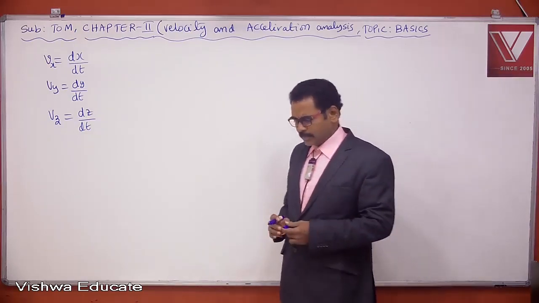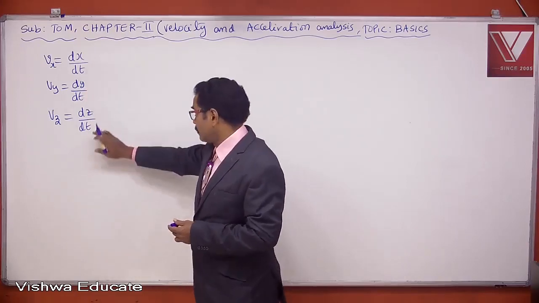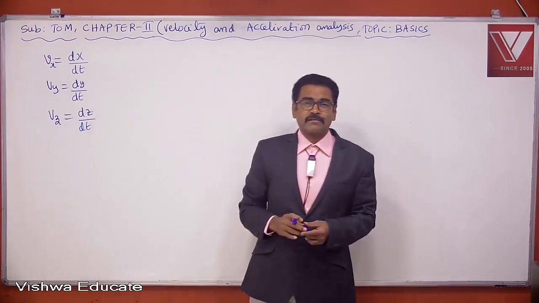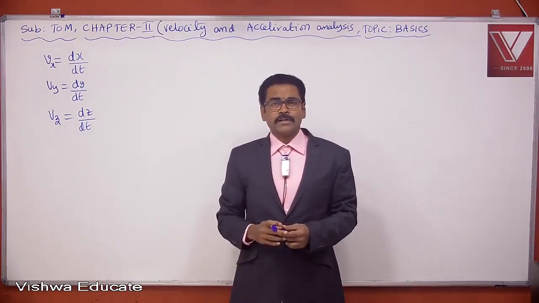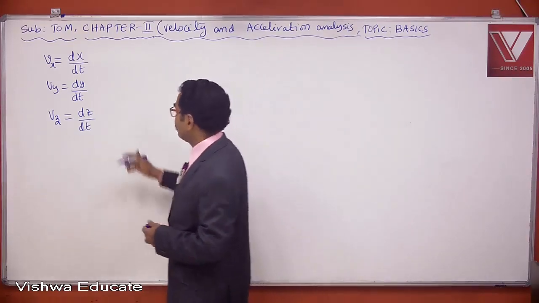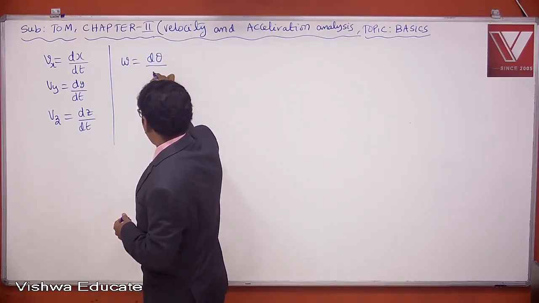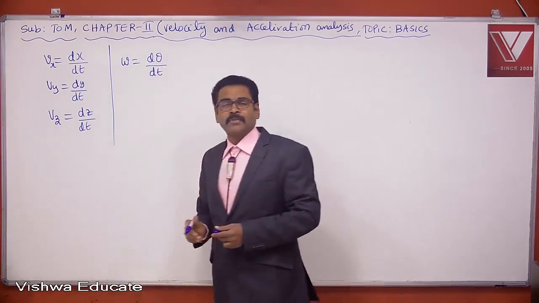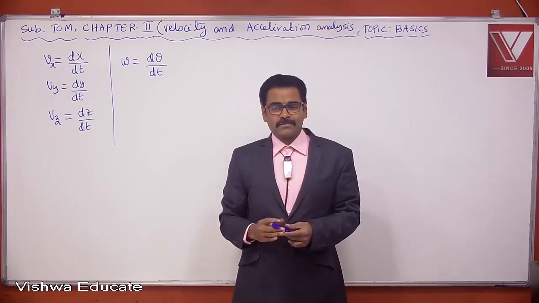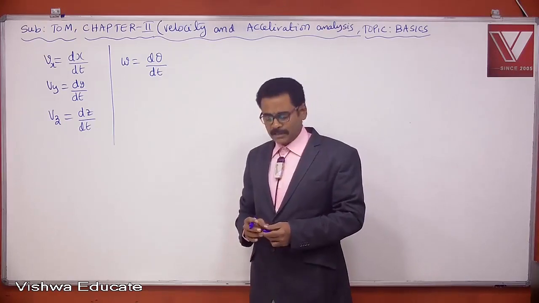We all know what is velocity, right? So here x means displacement along the x-axis, y means displacement along the y-axis, and z means displacement along the z-axis. So rate of change of linear displacement is called linear velocity. Similarly, what is angular velocity? Angular velocity is nothing but the rate of change of angular displacement. So everybody knows what is linear velocity and what is angular velocity, right?